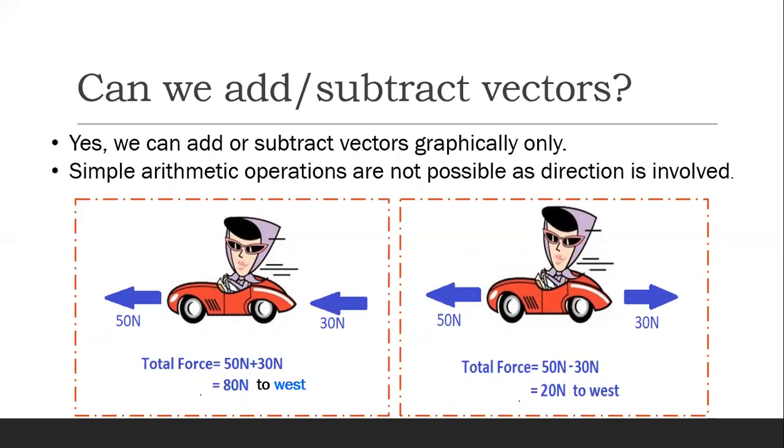In the second picture, the two forces are acting, but they are in opposite direction. One is 50 Newton, the other is 30 Newton. Since the direction is opposite, you're going to use a negative sign. 50 Newton minus 30 Newton is equal to 20 Newton. And since we're subtracting, 50 Newton was more, so it is directed towards the west.